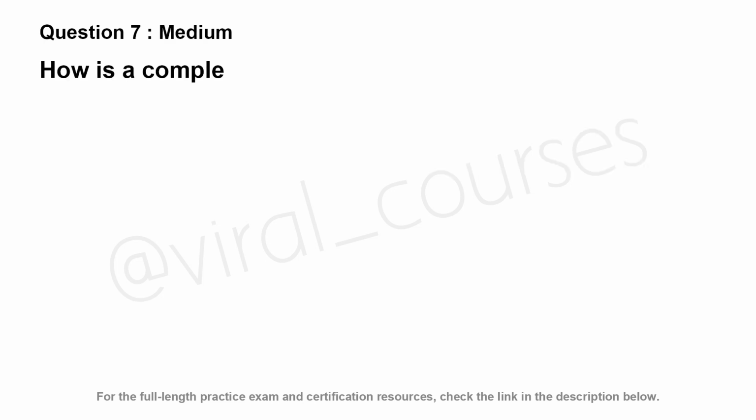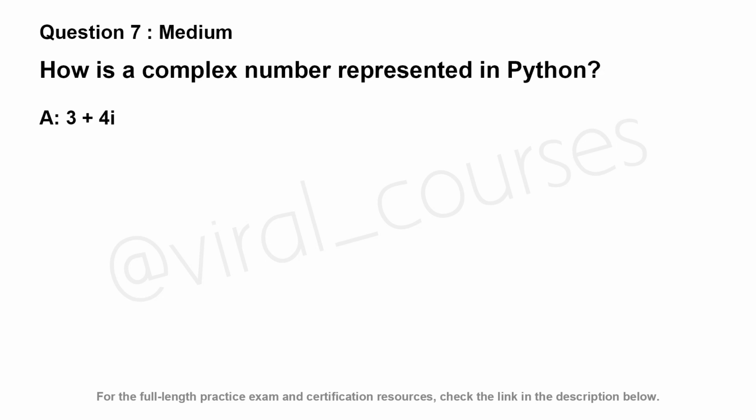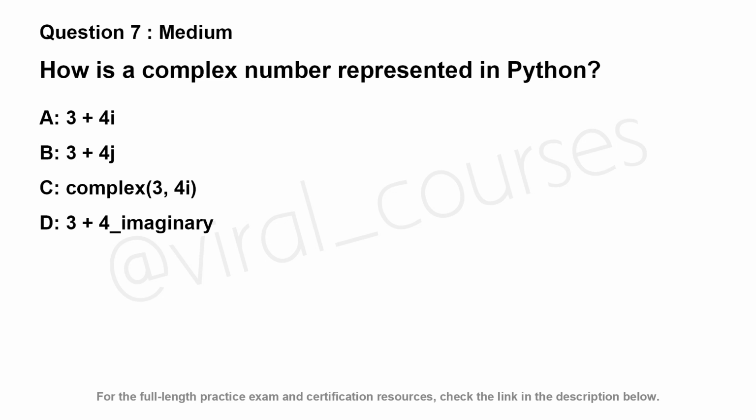How is a complex number represented in Python? Option A, 3 + 4i. Option B, 3 + 4j. Option C, complex(3, 4i). Option D, 3 + 4_imaginary.